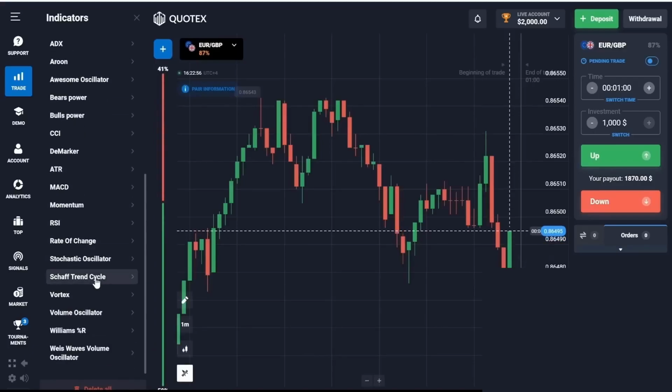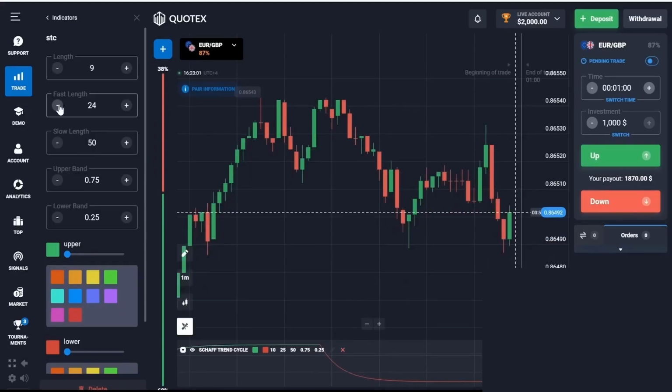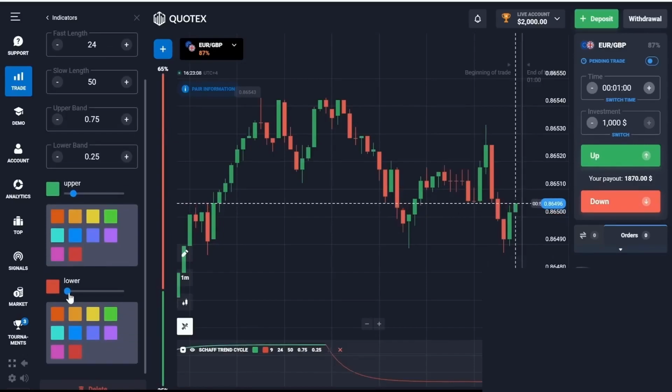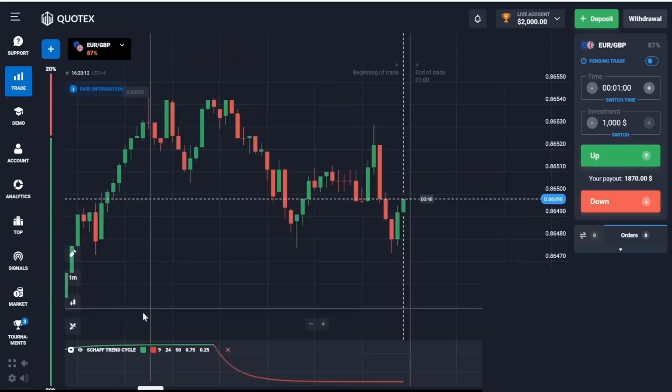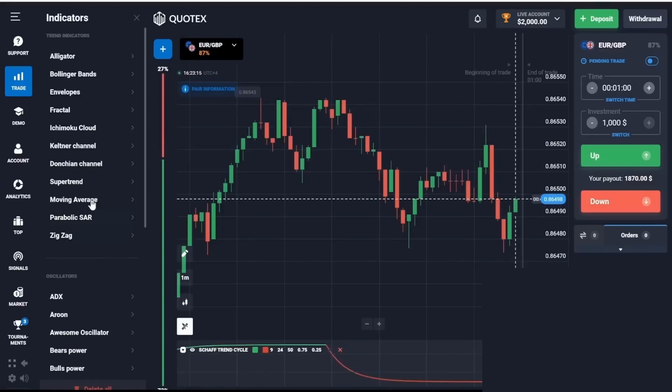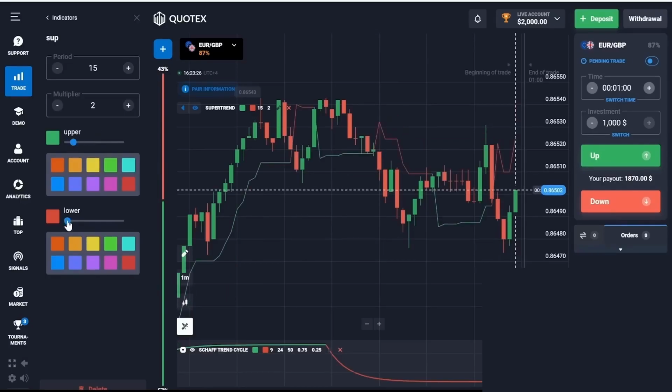First I look for Schaff Trend Cycle. Let's set the periods to 9, 24 and 50. Don't change anything, just thicken the lines, and that's all. The next indicator is Supertrend. I set the periods to 15 and 2. Here too, let's thicken the lines and save them.